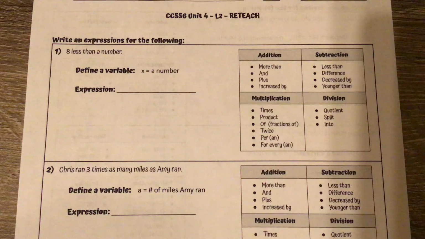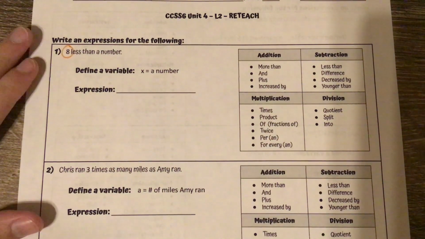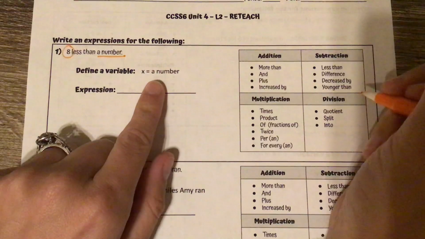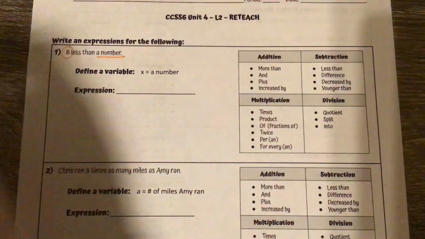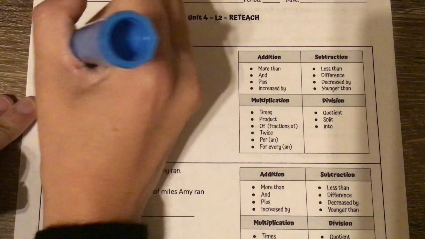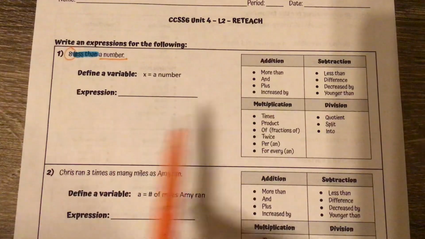So write an expression for the following: 8 less than a number. So first thing I am doing is I am circling the number given to us. I am underlining our unknown, which is a number, and I already wrote it there, so we're going to use x equals a number. And then I'm highlighting my key information. So I'm highlighting less than. And then I'm looking at my chart over here, and I'm figuring out, where do I see less than?